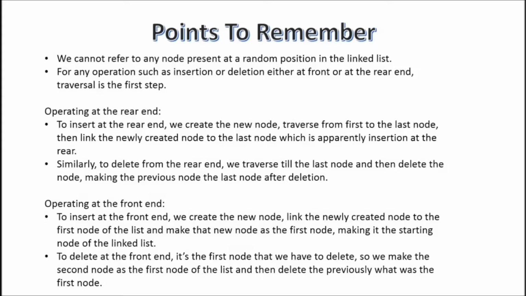To delete at the front end, it's the first node that we have to delete, right? So we make the second node the first node of the list and then delete or do whatever you want with the previous first node. These are the basic points to remember that will really come in handy whenever we think of writing the logic or code to insert, delete, or do whatever in the linked list.